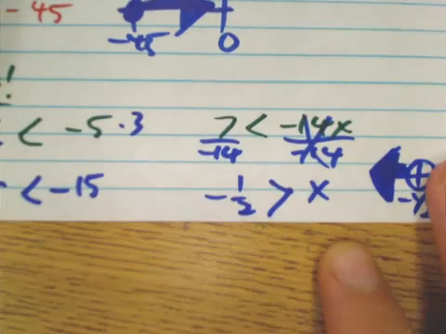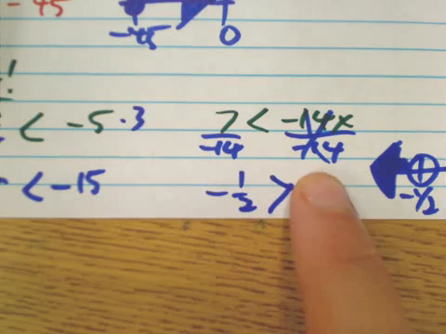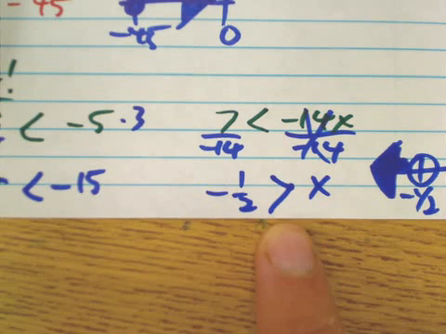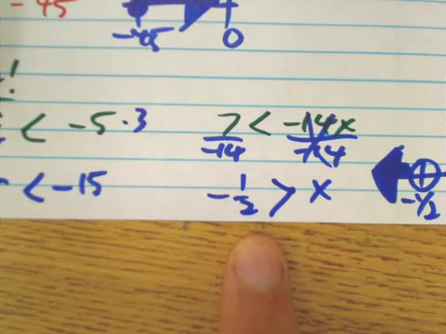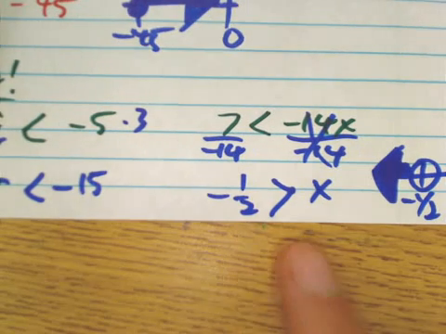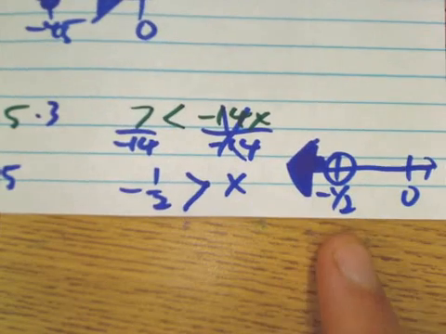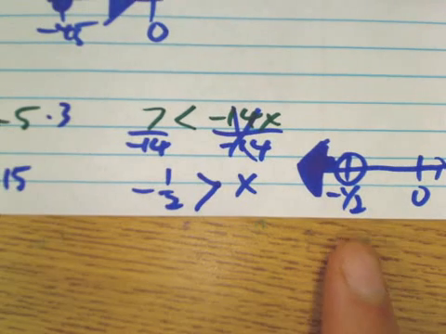Okay. For the next one, I divided by negative 14. Because I divided by a negative, I switched the sign around. 7 over negative 14 reduces to negative 1/2. And then here is my graph. An open circle at negative 1/2.